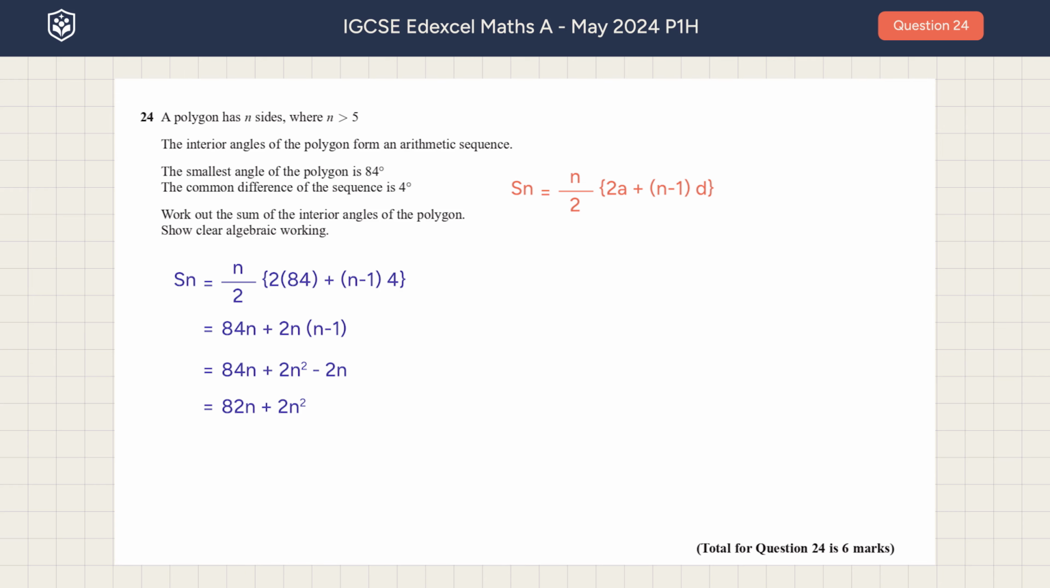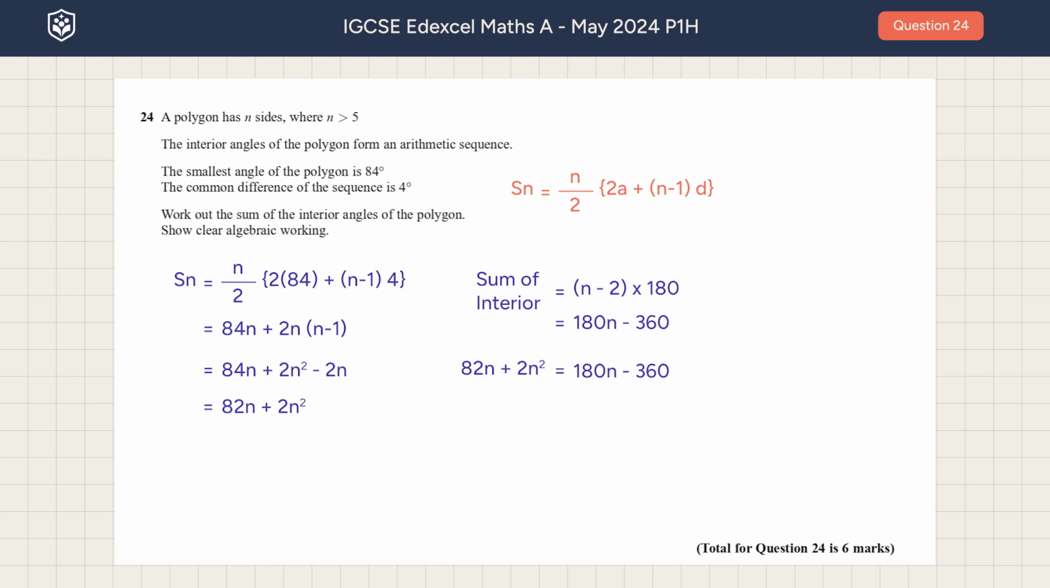So we can make use of the equation for the sum of interior angles of a polygon, which is (n minus 2) times 180, which is 180n minus 360. Since both of these equations are representing the same thing, one created using the arithmetic formula for the sum of an arithmetic sequence, and the other using the sum of interior angles for a polygon, we can make 82n plus 2n squared equal to 180n minus 360.